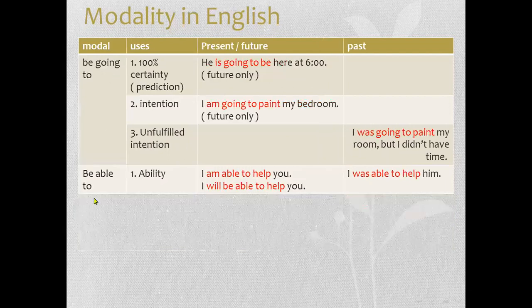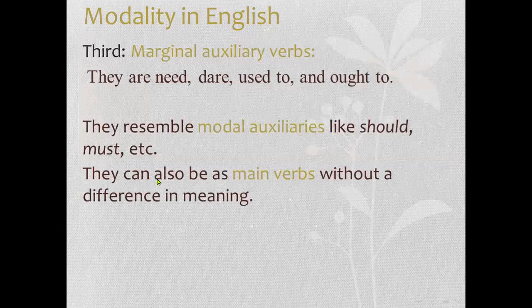And be going to and be able to: here be going to is given with 100% certainty and prediction, like intention. Here there are all the present and future forms, but not the past. But for unfulfilled intention, there is only the past tense form, with no present or future. Be able to expresses ability, and the past, present and future forms are given here. And the third type of modals is marginal auxiliary verbs: need, used to, and ought to.